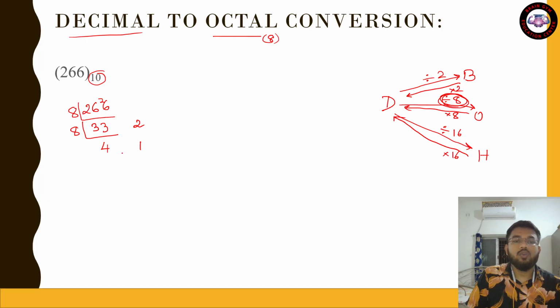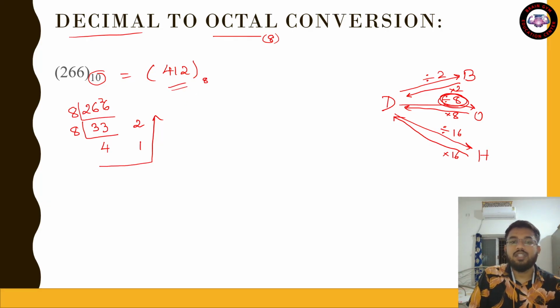Now until when do we have to do this? Until the number becomes smaller than 8. So 4 is smaller than 8, which means we are done with our process. The last part is to write the remainders in reverse order. So the answer will be 412, and write the base. Don't forget to write the base. We have converted into octal, whose base is 8. So this is our answer.